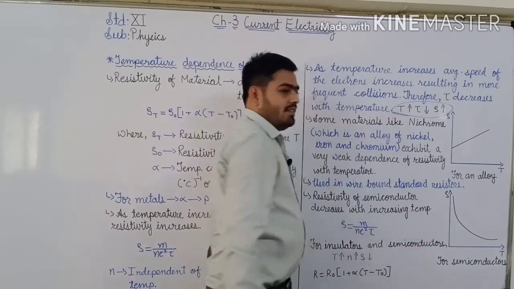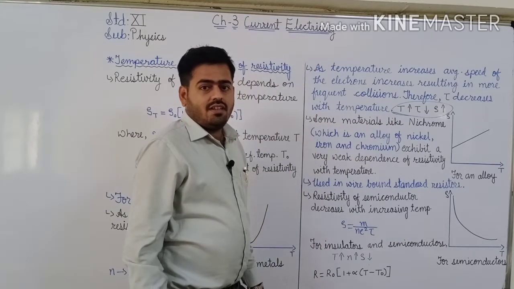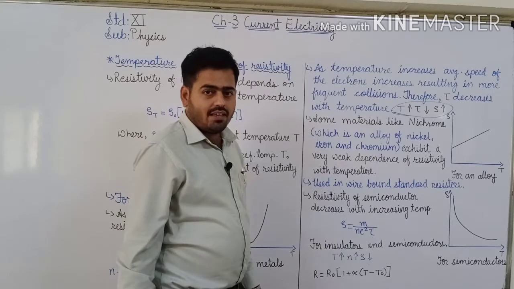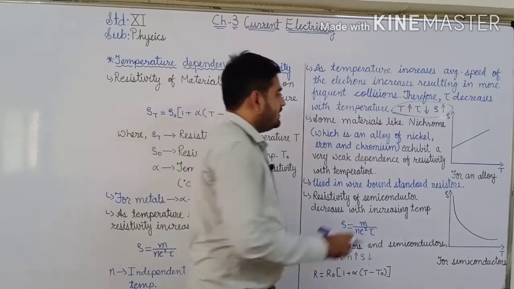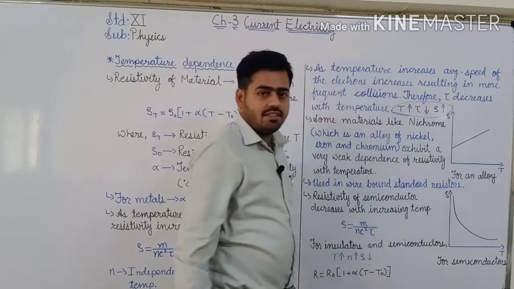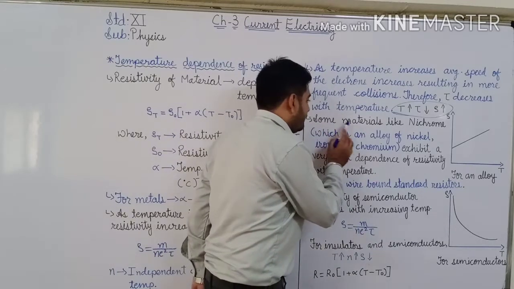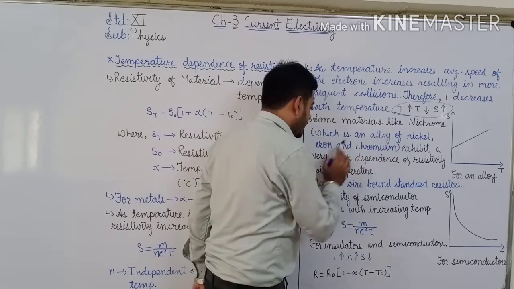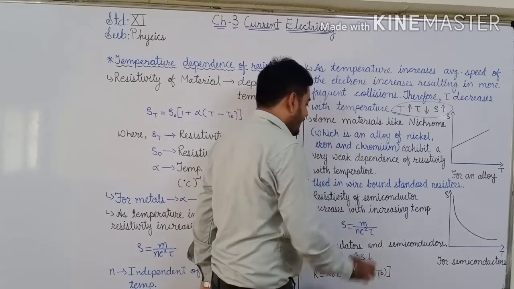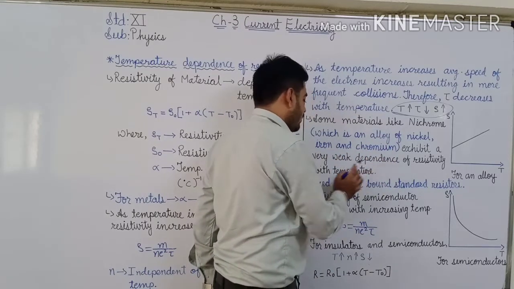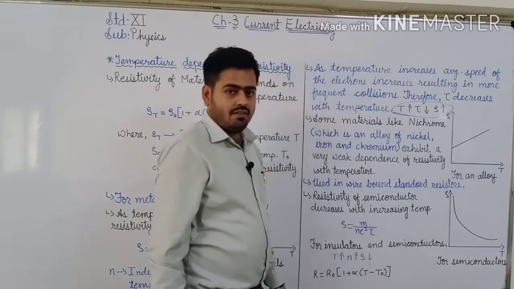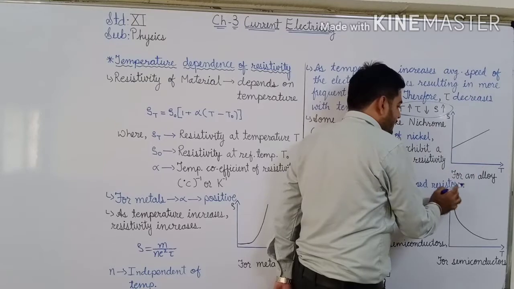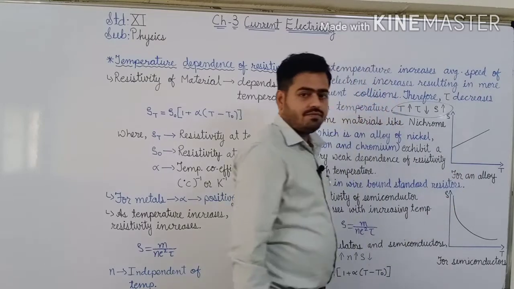And we know that resistance is directly proportional to resistivity because R is equal to rho L by A. So as resistivity increases, resistance also increases. Some materials like nichrome, which is an alloy of nickel, iron and chromium, exhibit a very weak dependence of resistivity with temperature. So here I have drawn the graph of resistivity versus temperature for an alloy.